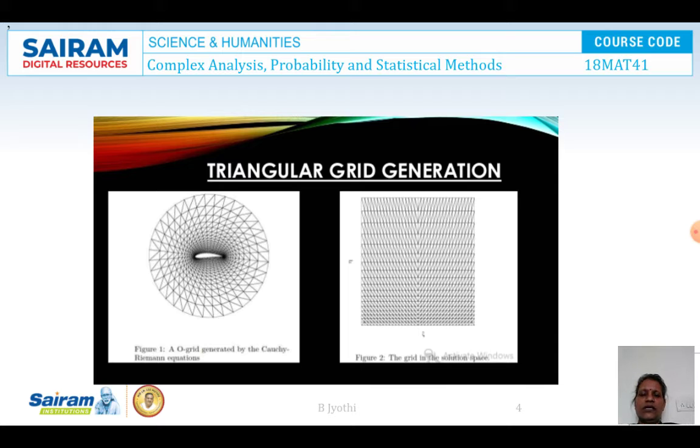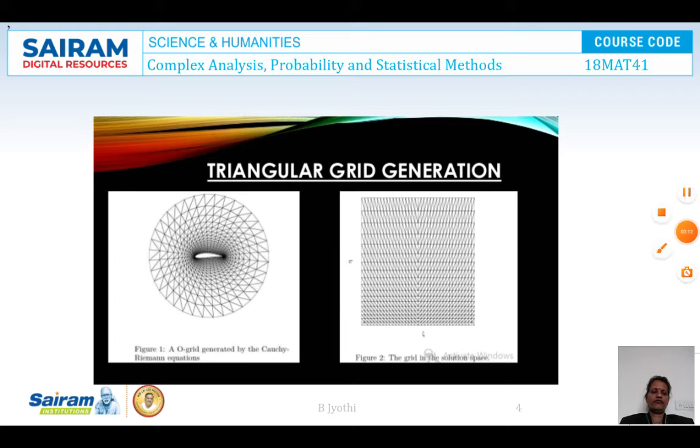Look at the triangular grid generation. Some of the images I have posted here. This is the O grid generated by the CR equations. And here is the grid in the solution space. This O grid is generated by the CR equations.